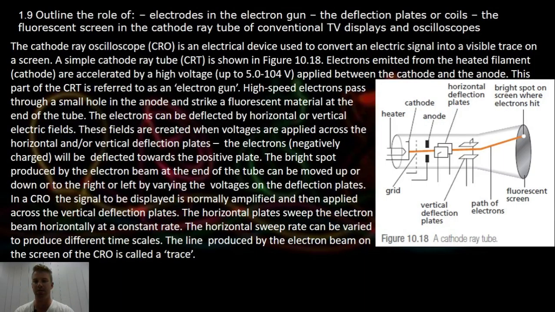The bright spot produced by the electron beam at the end of the tube can be moved up or down or left and right by varying voltages on the deflection plates or electric plates.